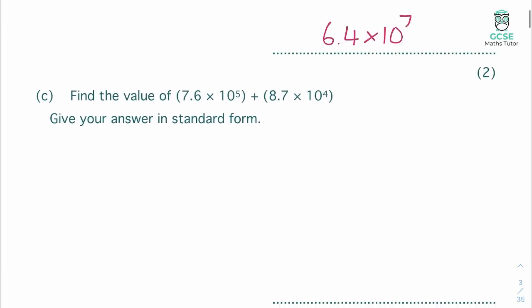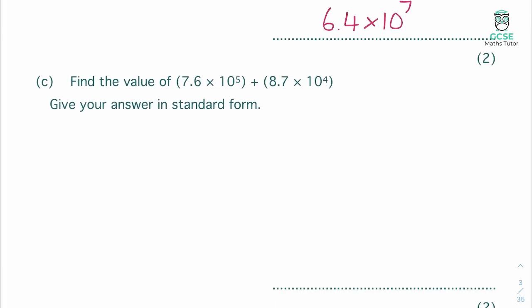On to our next one, we've got adding together standard form. There are no tricks for this, so you just have to convert them into ordinary numbers, add them together, and then because it says to write it in standard form, we're going to have to convert it back as well. So 7.6 times 10 to the power of 5 would be 1, 2, 3, 4, 5 jumps. Adding in all your zeros, that's 760,000.